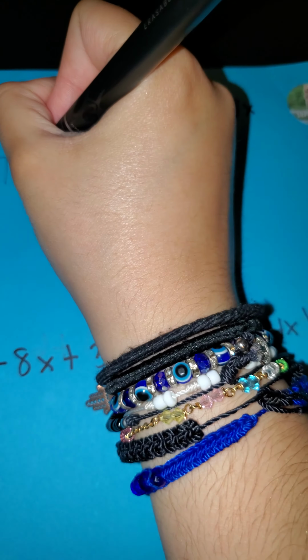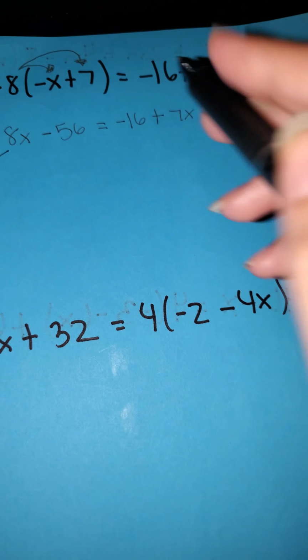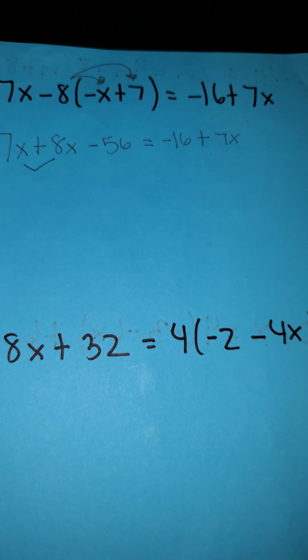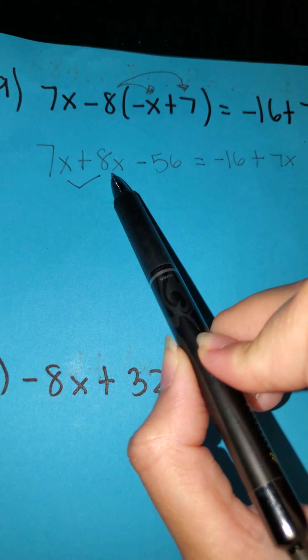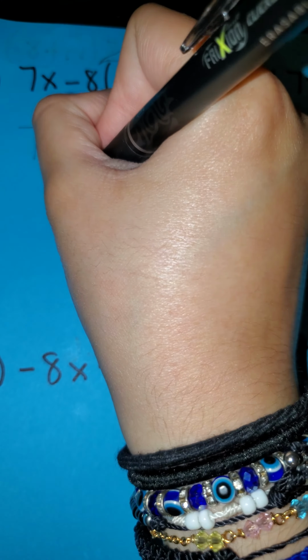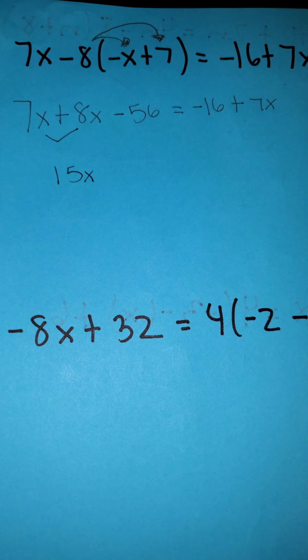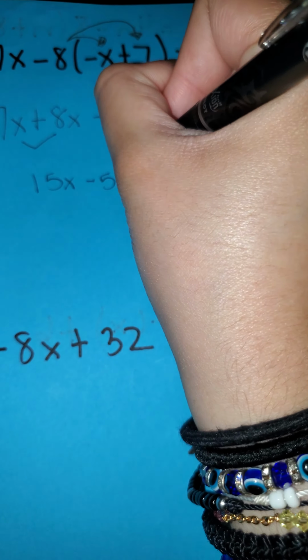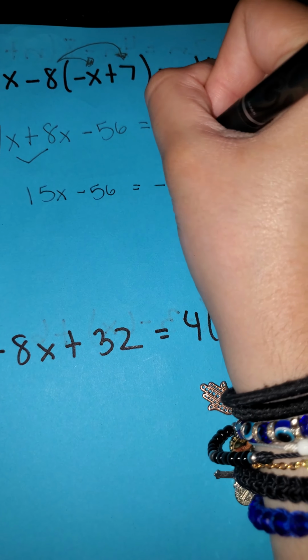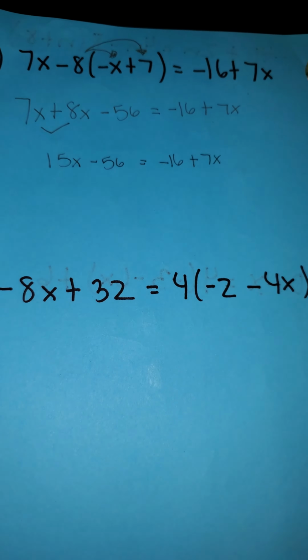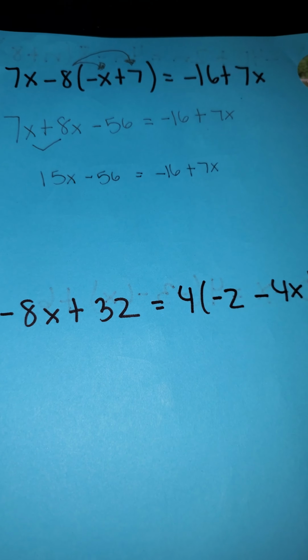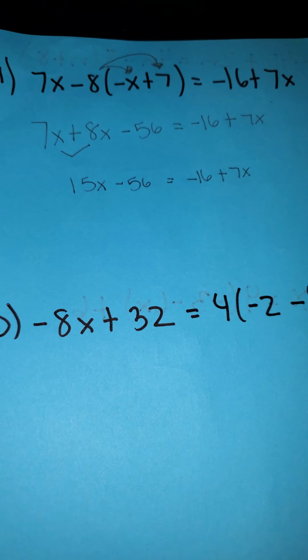Here we have this set of numbers that can be combined. Here we have nothing to combine. So let's go ahead and combine these terms. 7x plus 8x will give us 15x. Let's bring everything else down. Okay. Remember, we're trying to solve for x. So we want x just by itself on one side.